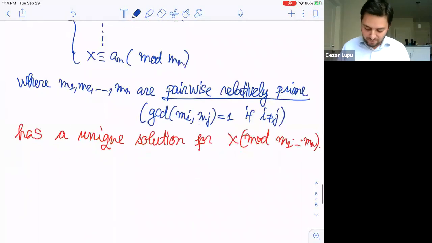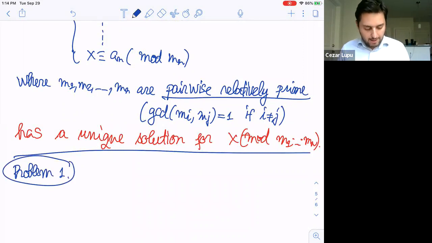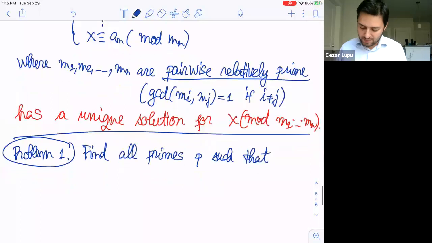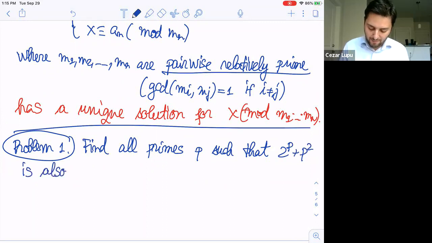Anyway, let's do some applications. So I would like to start with some easy problems. Problem 1, I would like you to think a bit about these. It says the following: find all primes p such that 2 to the power p plus p squared is also a prime. All right, look at this.